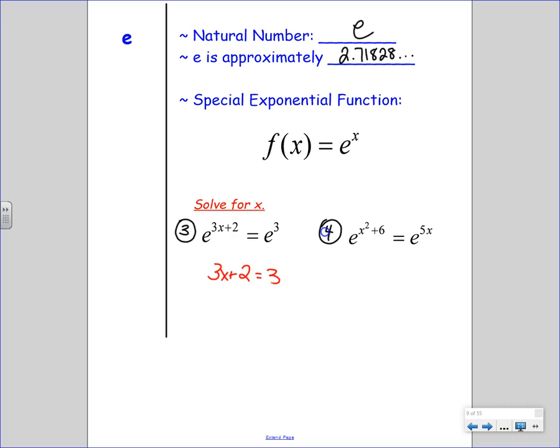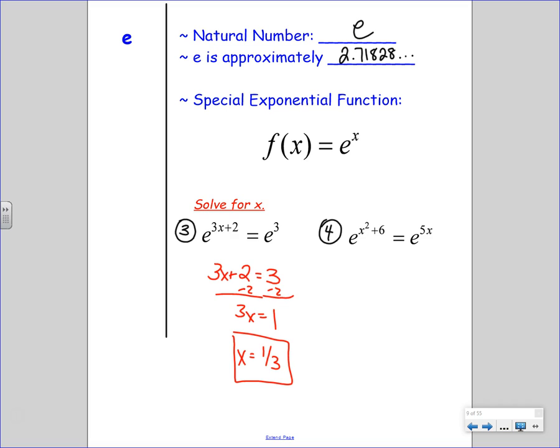Got it. If e shows up, don't be scared. Just do what you know how to do, even though it's not written as most numbers that you're used to. Bases match. Ignore the e's. Cool. Solve. Good. And subtract the 2. 3x equals 1. Solve.